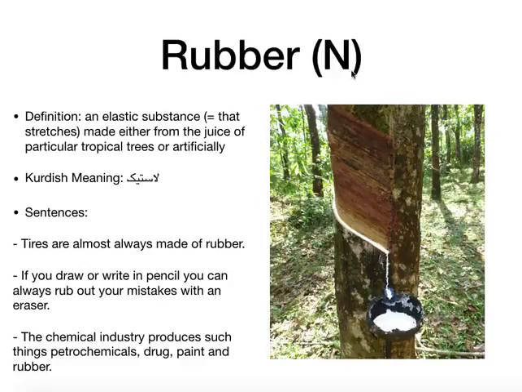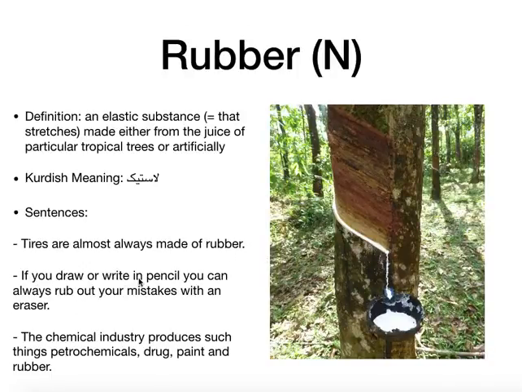The second is rubber, which is a noun. It is an elastic substance that stretches and is made either from the juice of particular tropical trees or artificially. So rubber, there are two kinds. There is the original kind of rubber, which is made from this juice from the tree, and there's artificial, where they use chemicals and substances in companies in order to make it. Tires are almost always made of rubber.